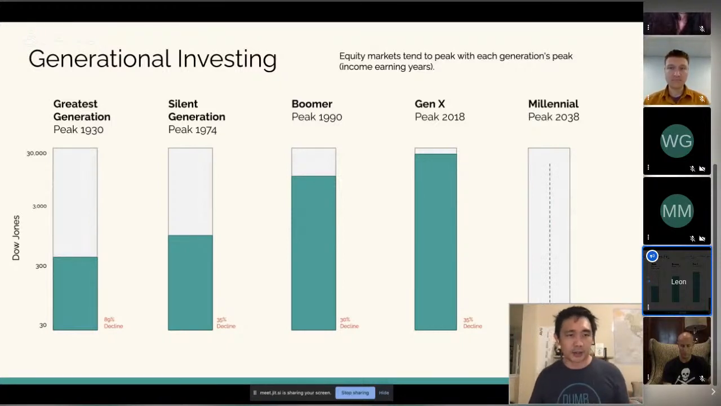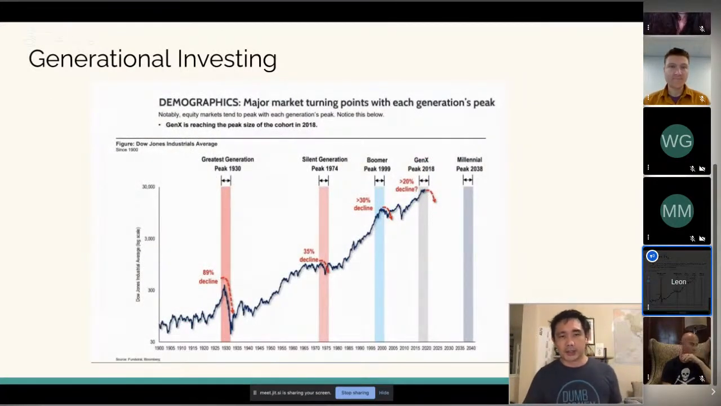Oh, and on the y-axis on the left is the Dow Jones Index. This is a slide from his talk. So, greatest generation peak. Then, obviously, that was the Great Depression, a 9% decline. The silent generation peaked in the 1970s. Boomers peaked in 1999. Market top for a little bit, decline, and then recovery. Generation X. So this is an old slide. He predicted a 20% decline. We had a 35% decline. And then millennials are set to peak in 2038.